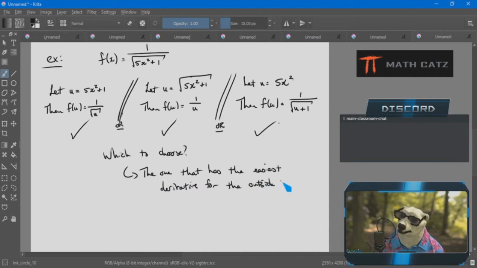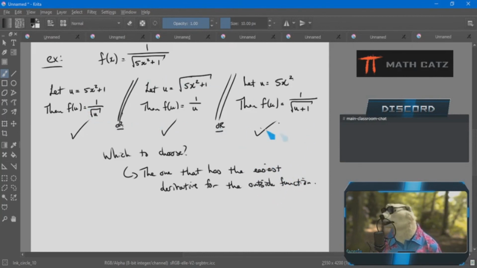Now, of course, I'm limited in my time. I can't show why I'm saying this. Tomorrow we'll see. I have many choices here. I honestly do not care how complicated the inside function is. I can't tell you how little I care about that. I care about the outside function being the simplest, the easiest to find the derivative.